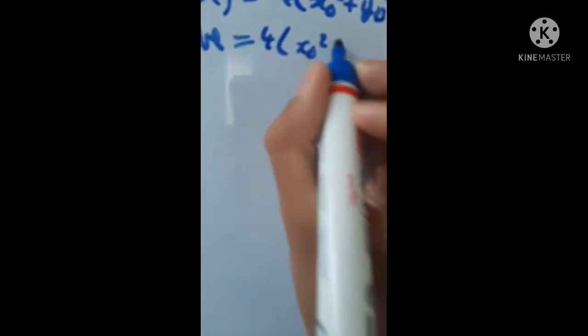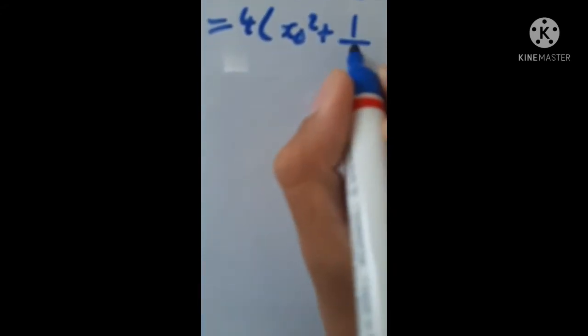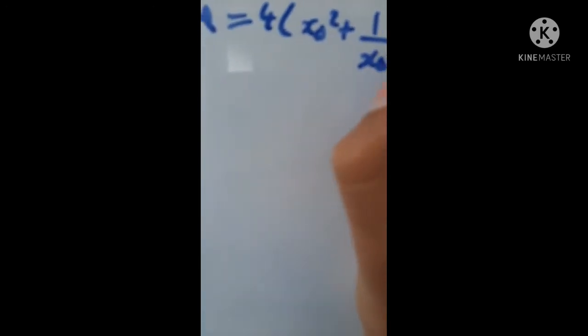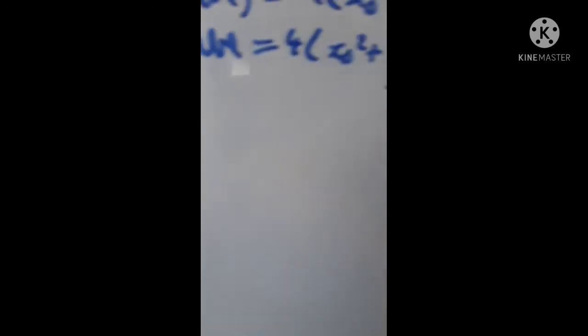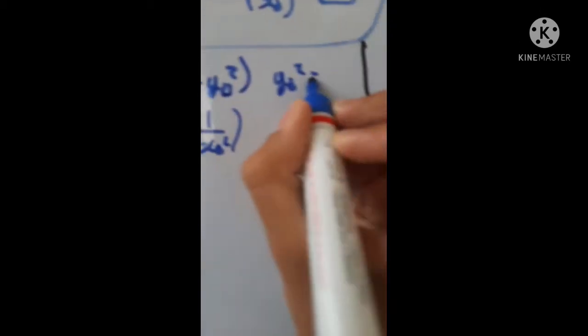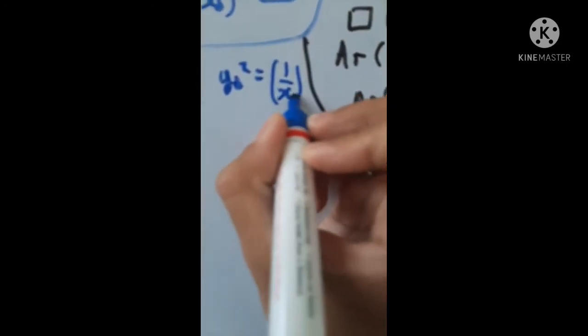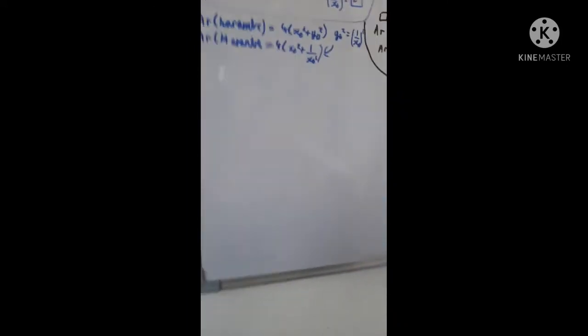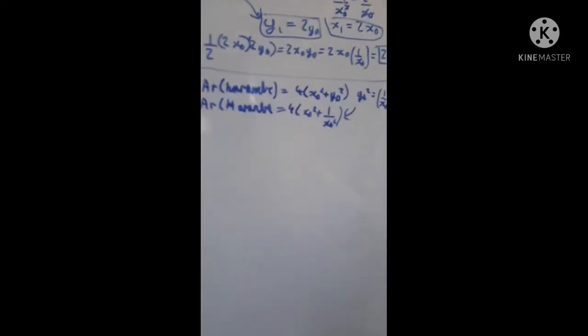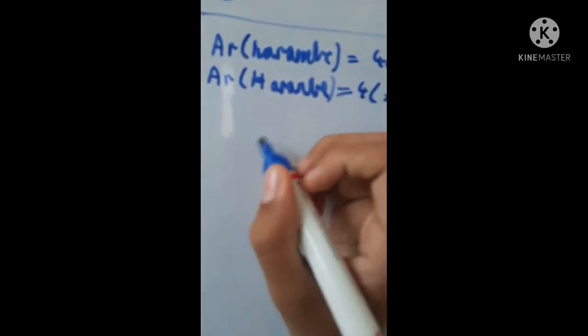Now we'll write this x naught squared plus y naught squared as x naught squared plus 1 over x naught squared, because y naught squared we can write as 1 over x naught whole squared. So that's how we get that. So far so good. Now close the bracket.